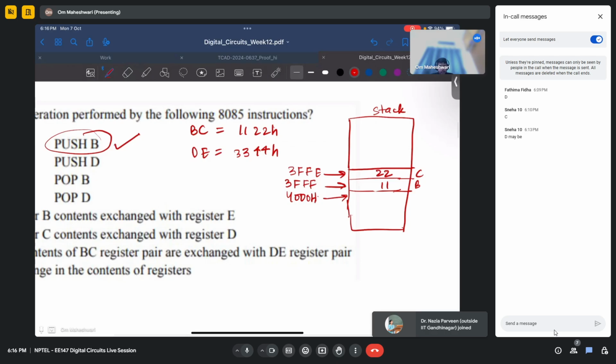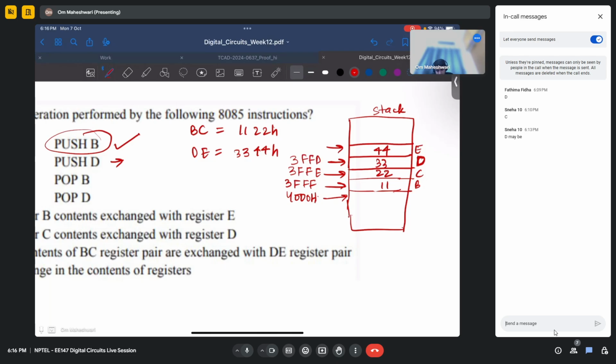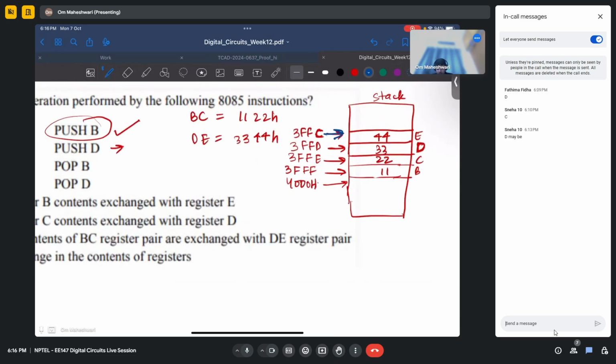So now you have done this command. Next command is push D. Again, it will decrement, store the content of D register here, which is 33. Then decrement again and store the content of E register there, which is 44. So now your stack is pointing at 3FFC. So this is the state after push B and push D.